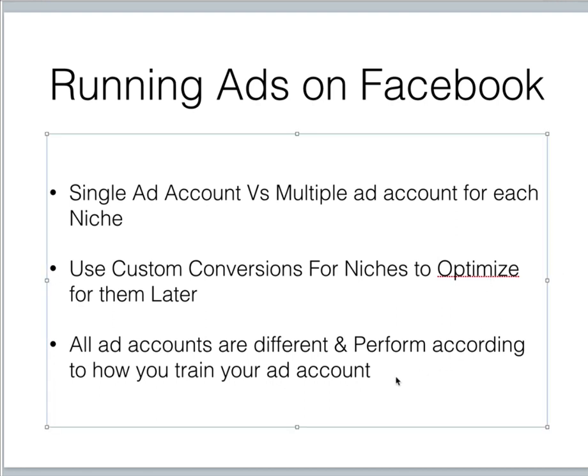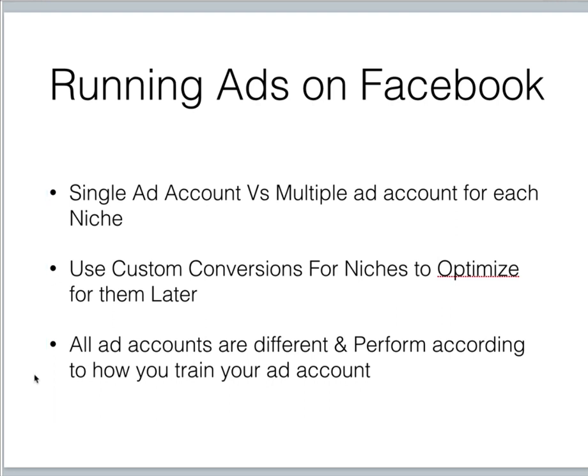All right. So the next thing, another very important thing, is that all ad accounts are different and perform according to how you train your ad account. So what I mean by this is, say in one ad account you run a lot of PPE ads, after a certain time it will get acclimatized to page post engagement ads and might give you better results with page post engagement ads than any other ad objective. Similarly, if you have a different ad account where you run website conversion ads with purchase objective, after a time it will get a knack of that conversion objective and probably will perform better with website conversion purchase objective than with any other ad objective.